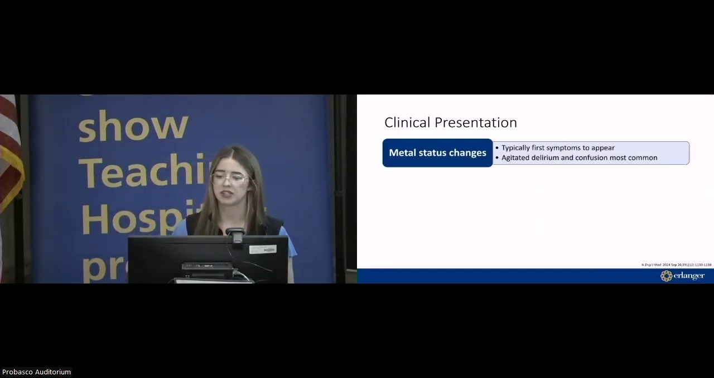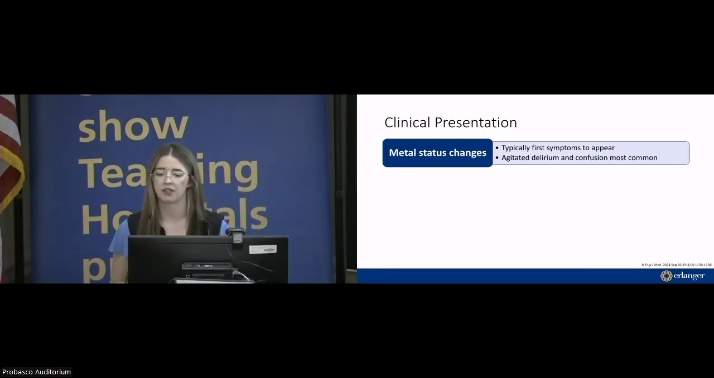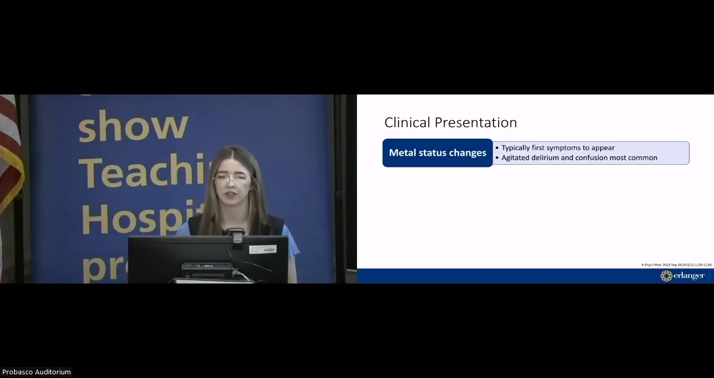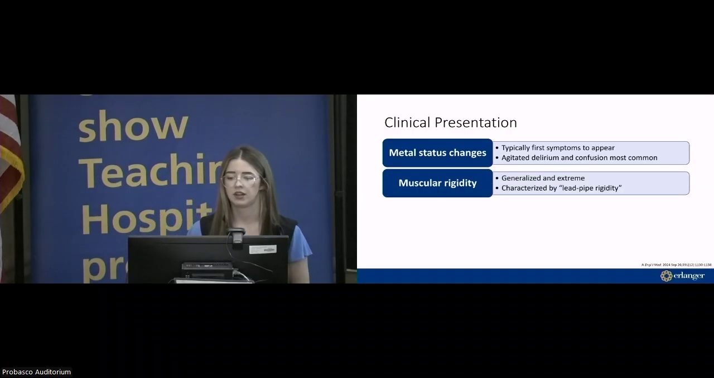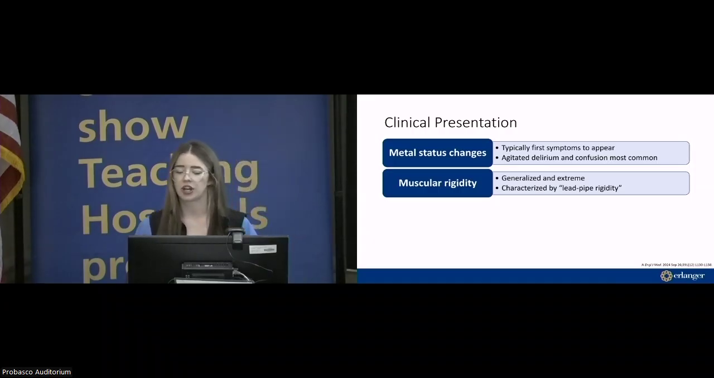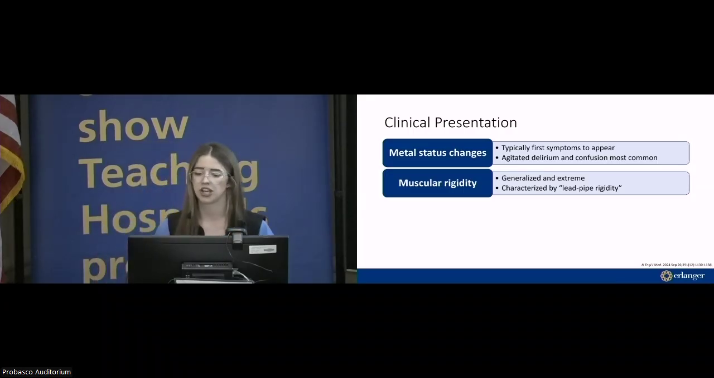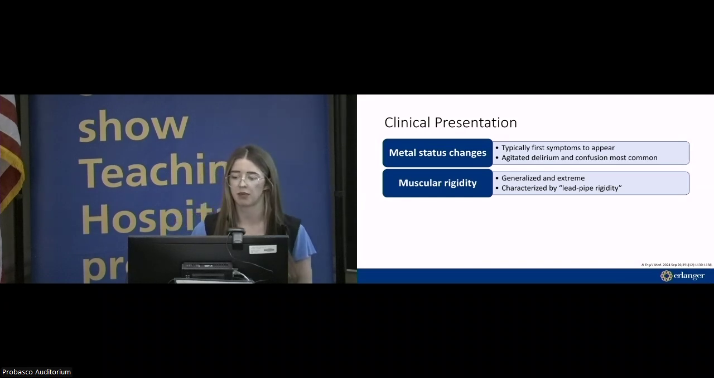NMS classically presents with four main clinical domains. Mental status changes are often the earliest feature, and they present as agitation, delirium, or confusion. Muscle rigidity is generalized, severe, and characteristically described as lead pipe rigidity, which helps distinguish NMS from serotonin syndrome, where clonus and hyperreflexia predominate.